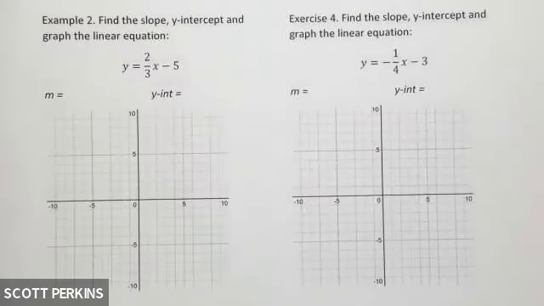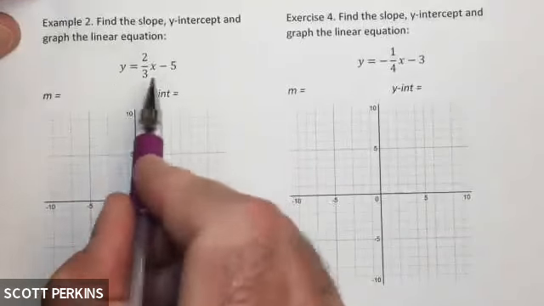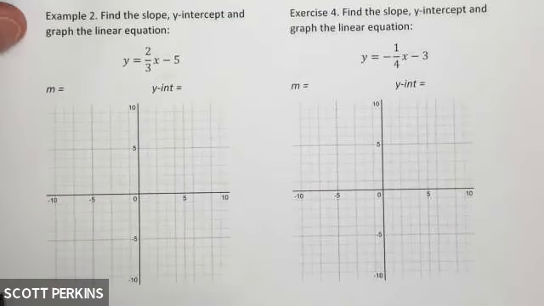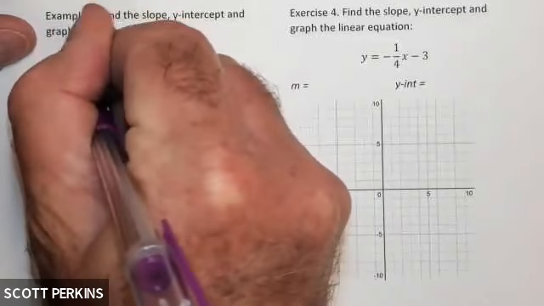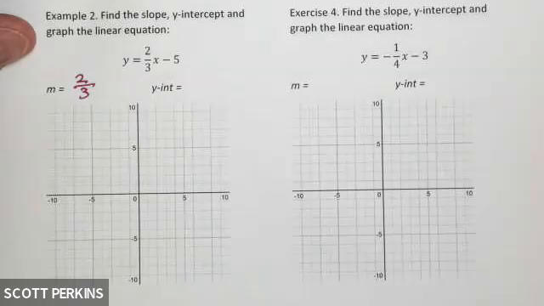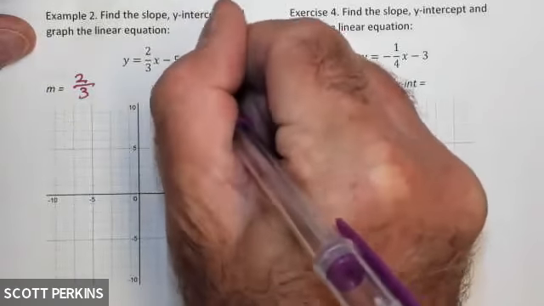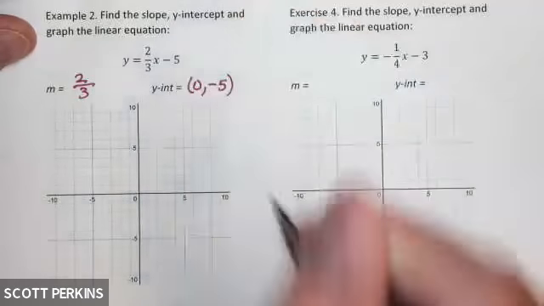Sorry. Okay, so what I've given you on example 2 is I've already solved the equation for y. We're going to take this in little steps. So by looking at this equation, what is the slope of the line I've given you? 2/3. Okay. What is the y-intercept? -5. I'm going to write that as a point because it is a point. The x value is 0. The y value is -5. Wonderful.